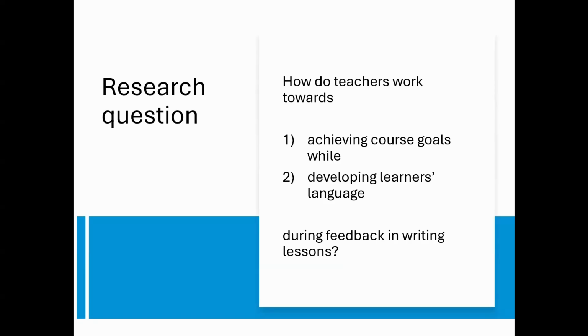So my overarching research question: how did teachers work towards achieving course goals while developing learners' language during feedback in writing lessons? And by looking at feedback, that often comes at the end of a sequence of work. So there has been some work around perhaps language, perhaps writing strategies. The learners go off and do some writing. Then there's the feedback. And so it's a useful vantage point. It provides a perspective on everything that has come before. So that was one of the reasons I chose it.